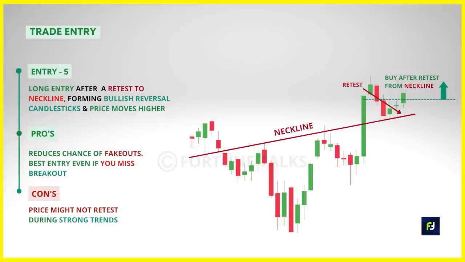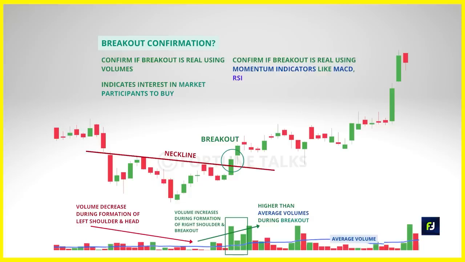But the downside is that there is no guarantee that the price will retest the level, especially if the market is in a strong uptrend, and you might miss out on the trade altogether. Yet another important point to keep in mind is that the volume should decrease during the formation of the left shoulder and head, indicating a loss of interest in selling, and the volume should rise during the formation of the right shoulder and also during the breakout, confirming an increase in the buying pressure. So make sure you use the right entry techniques at the right times.